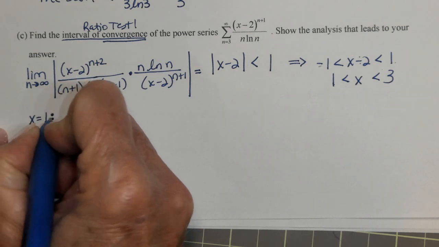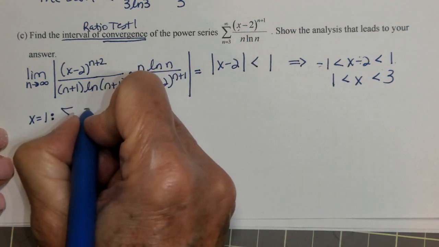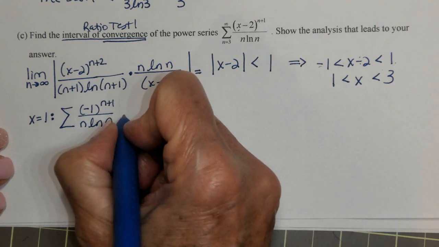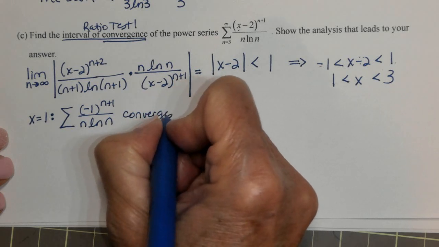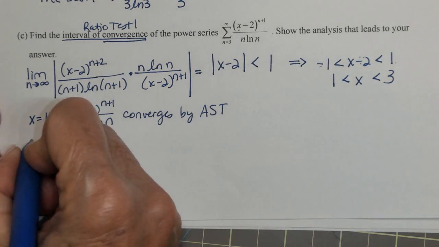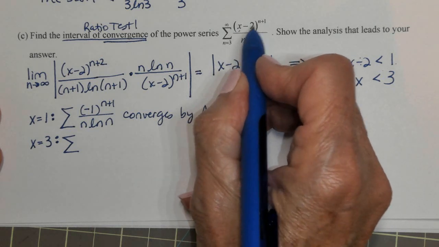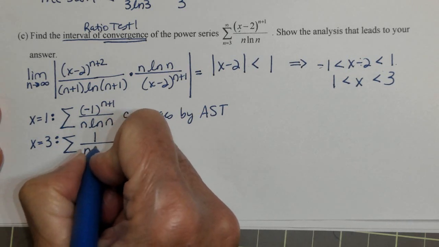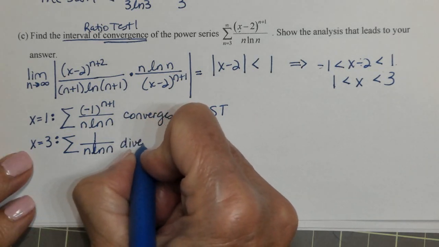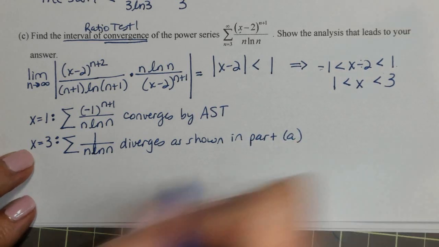So when x is 1, I'm putting 1 in place of that x. I'm going to have the series -1 to the n plus 1 over n ln of n, which converges by AST. It is alternating in sign, decreasing in magnitude to 0. When x is 3, I'm putting 3 in for x. That's just going to be 1 to the n plus 1, which is just 1. That series diverges, as shown in Part A. We proved that using the integral test in Part A.